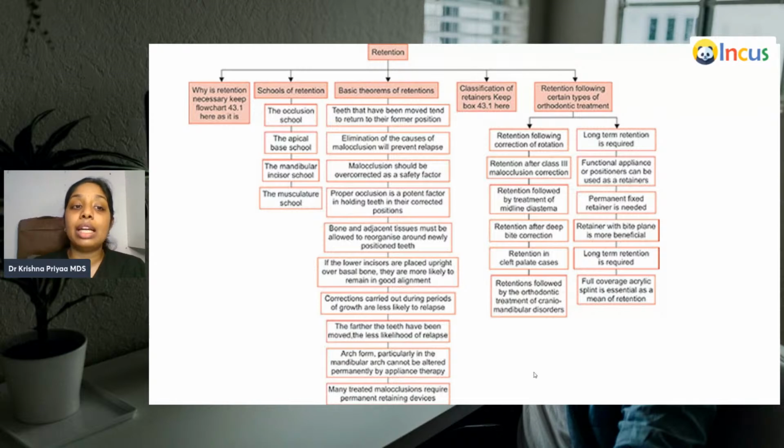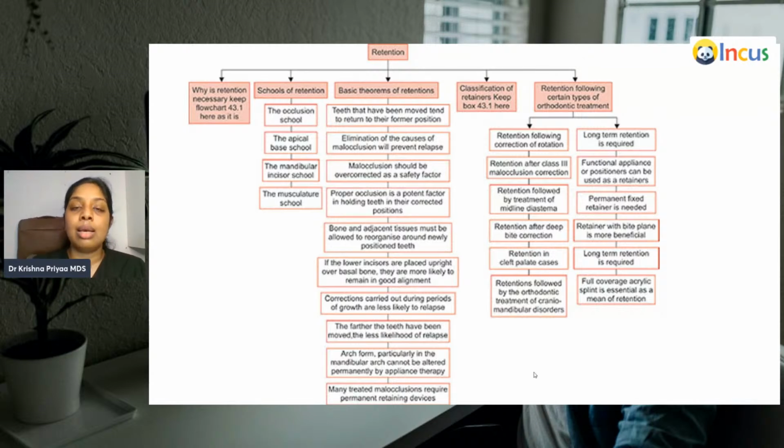Coming to the third, the mandibular incisor school. He has given many analyses on the mandibular incisor. According to this school, it's all based on the lower incisor, which should be placed 90 degrees, or perpendicular, to the mandibular plane. The lower incisor should particularly be placed perpendicular to the mandibular base. That is what the mandibular incisor school is concerned about. And lastly, the muscular school. In the muscular school, everything else is left aside, and only the ending occlusion and the buccinator or masseter muscle associated with it are taken into consideration. So these are the four schools of retention.